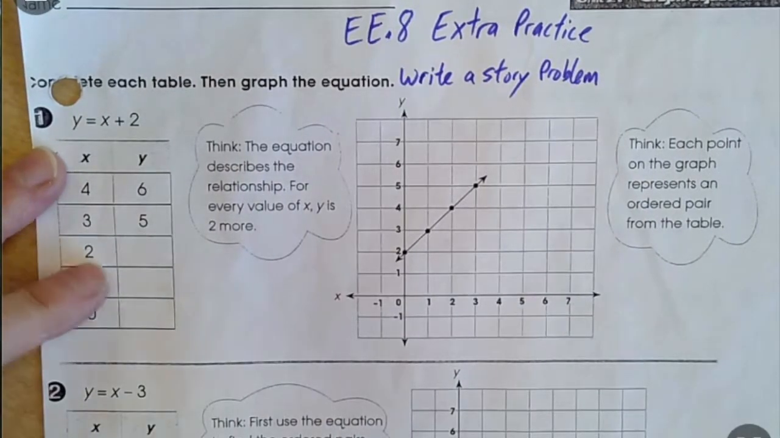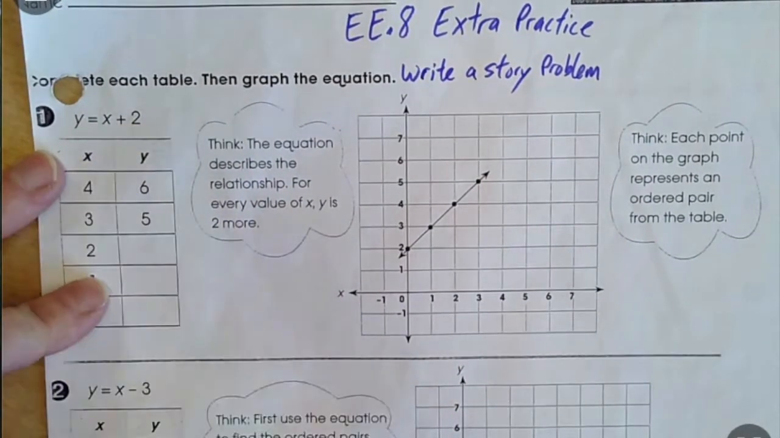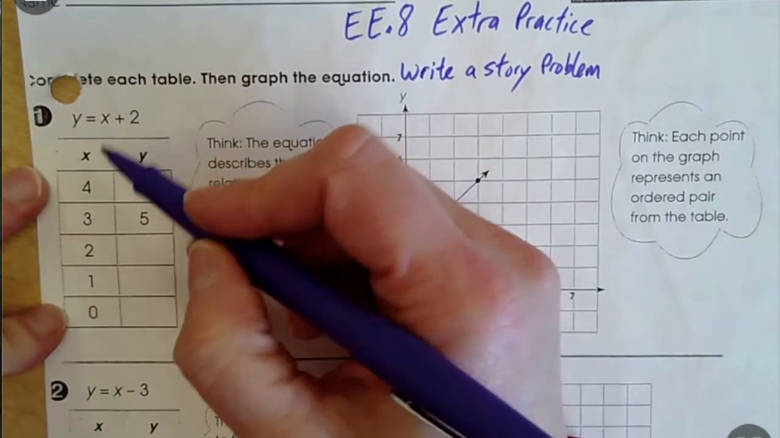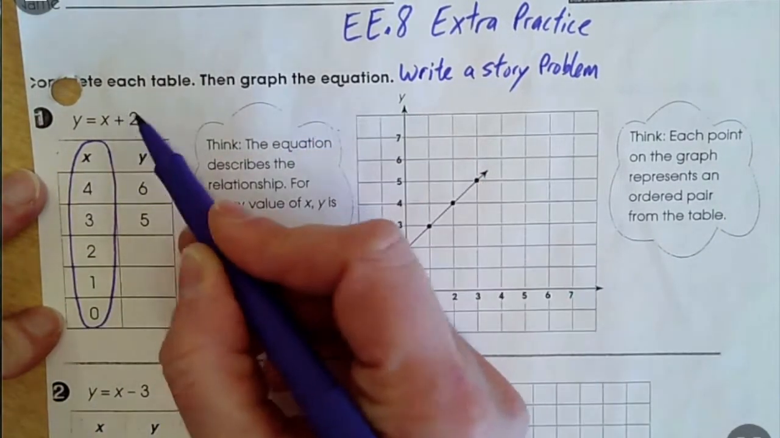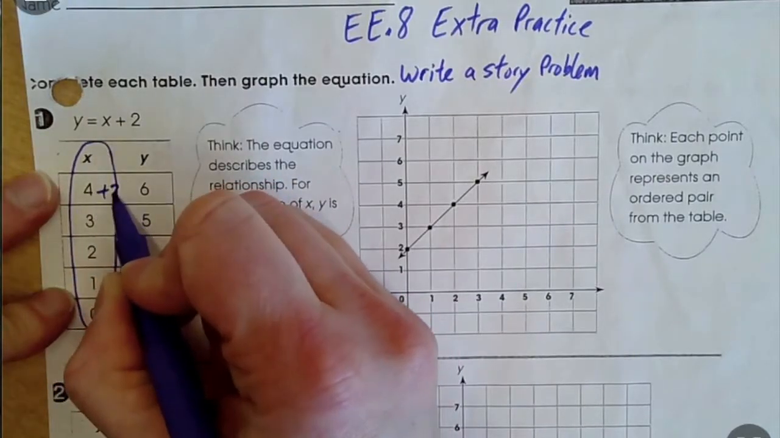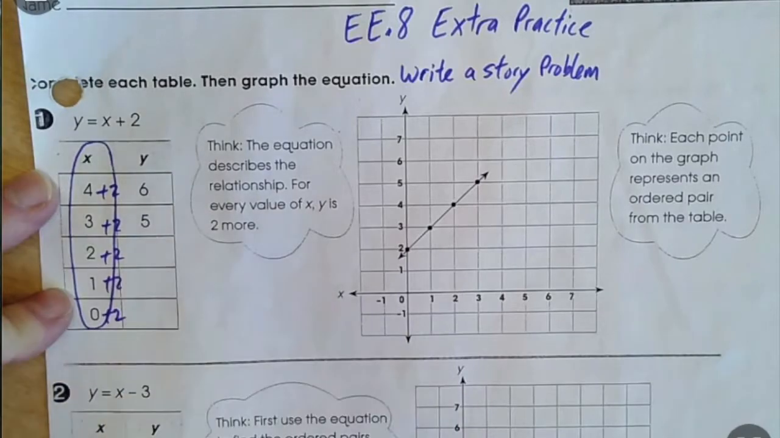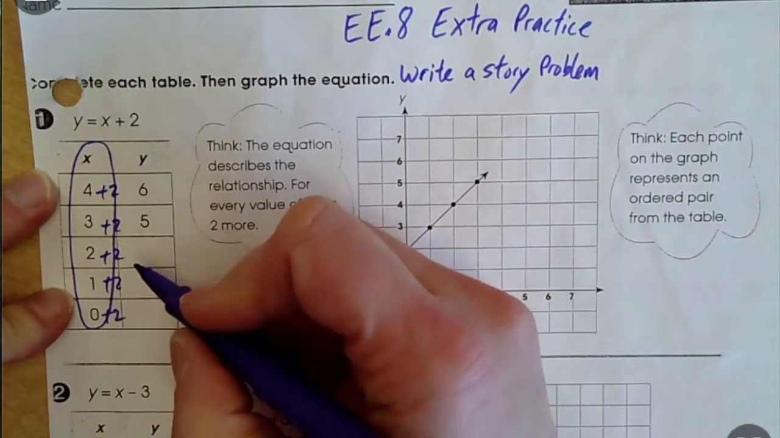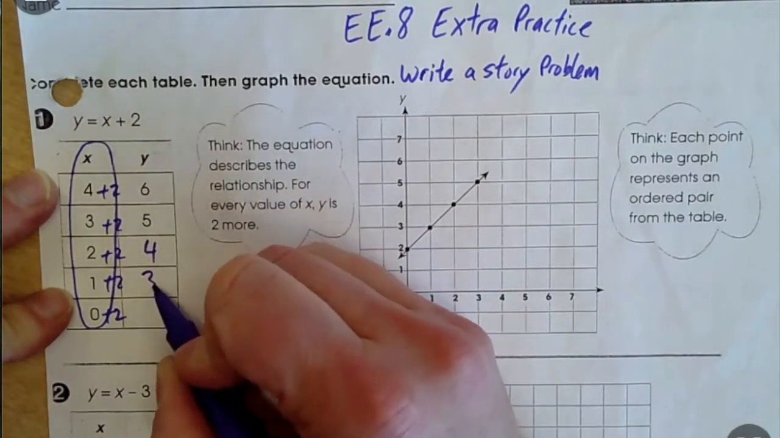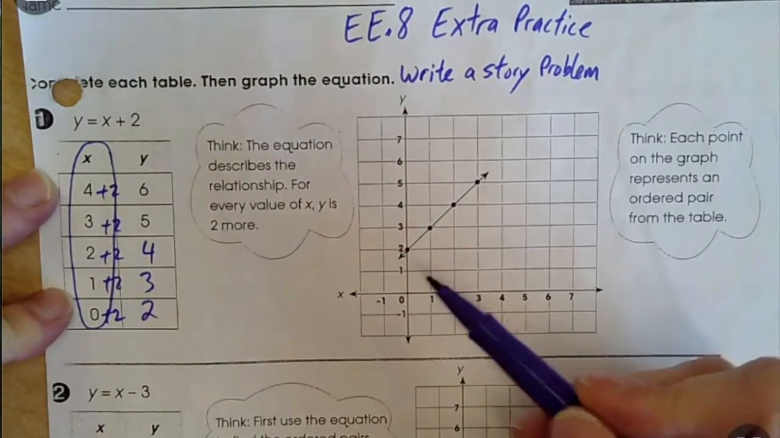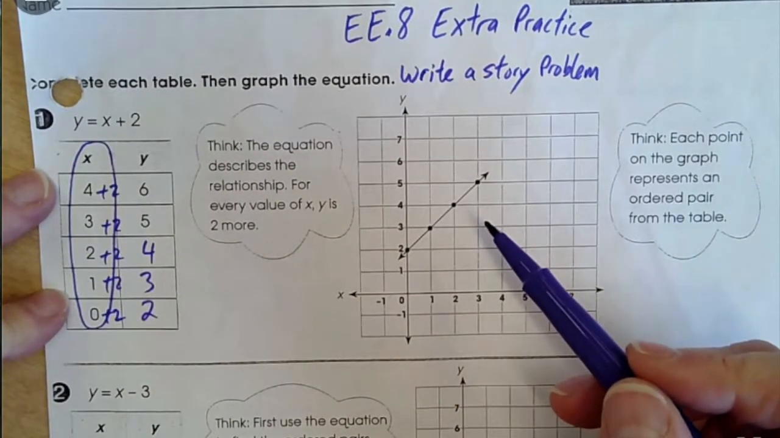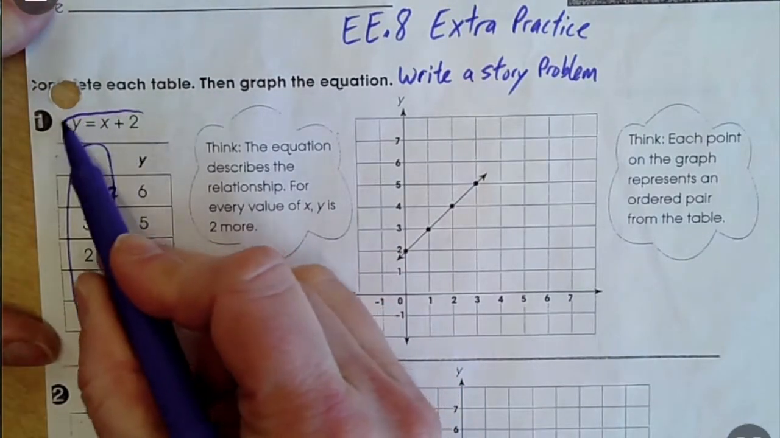So first off, the equation is y equals x plus 2. In other words, you're going to take your x column and you're always going to add 2 in order to get y. So you could write that in by saying plus 2 here, plus 2, plus 2, plus 2, and then you could go ahead and fill in the rest of your numbers. And then the graph, this one's actually already been graphed for you. So I want to talk about the equation and how that would work for our story problem.